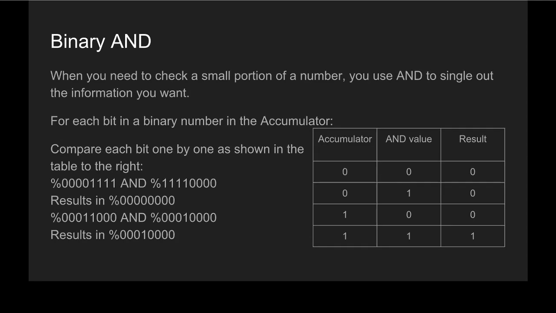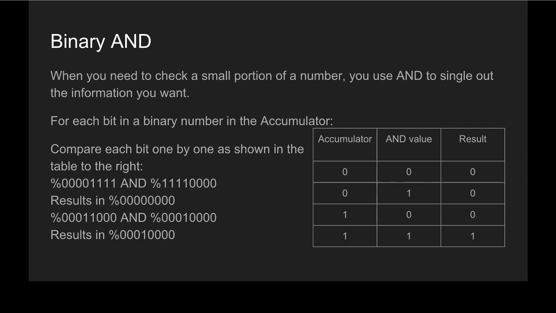The binary AND. When you need to check a small portion of a number, you use AND to single out the information you want. For each bit in a binary number, if the accumulator and the AND value are both 0, the result is 0. If the accumulator is 0 and the AND value is 1, the result is still 0. If 1 and 0, the result is still 0. And then lastly, if 1 and 1, the result is 1. Comparing each bit one by one is shown below.